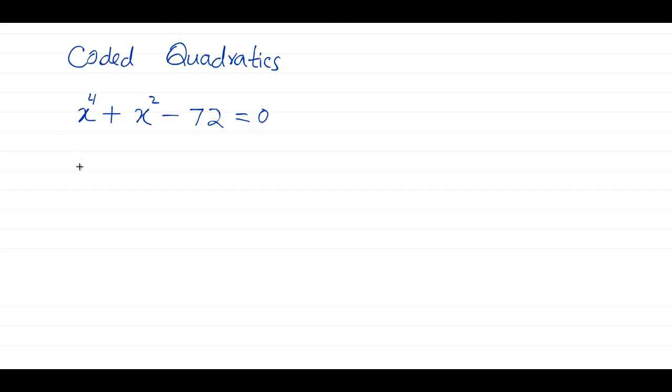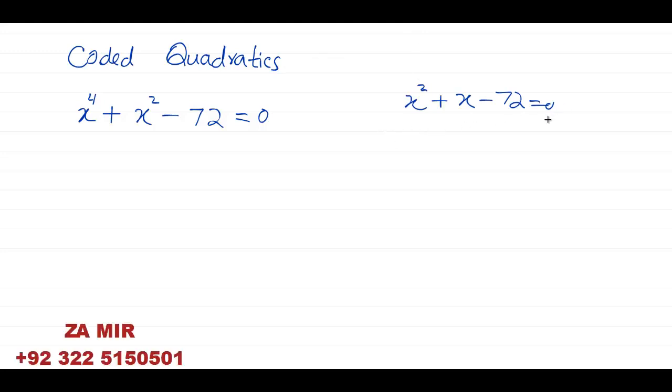Normally the quadratic equations start with x square, and then we have the x term, and then the constant equal to 0. That is like this. But this equation looks like a quadratic, and if we convert it using some coded substitution, it will exactly look like this. So let's see how to use coded substitution in this quadratic equation so that it can look like this, and then we'll solve it to find the value of x.